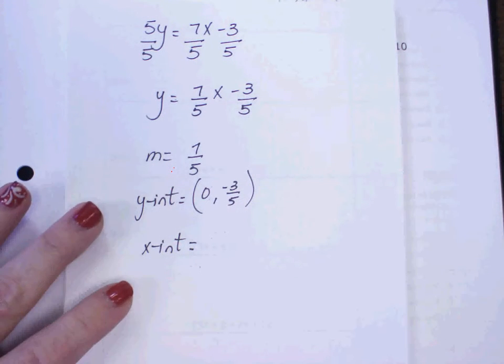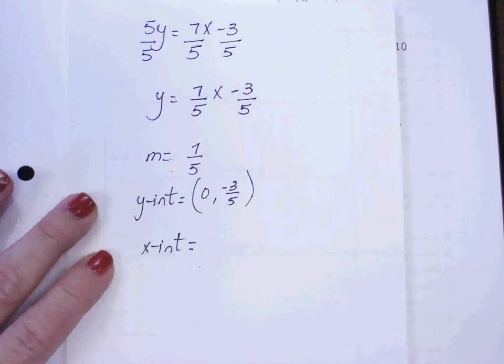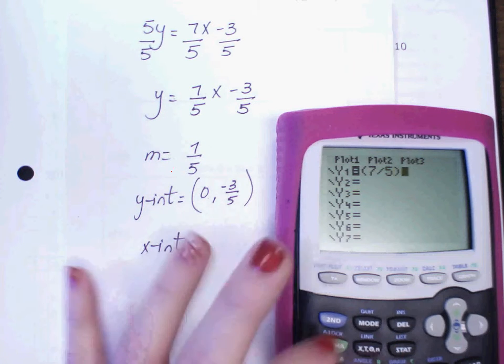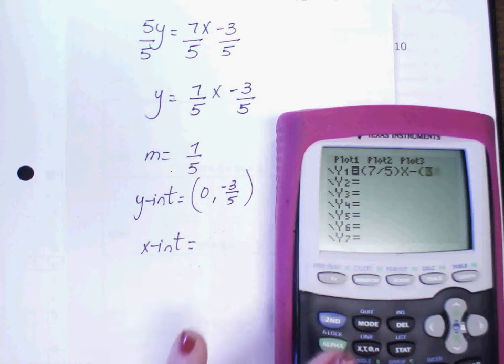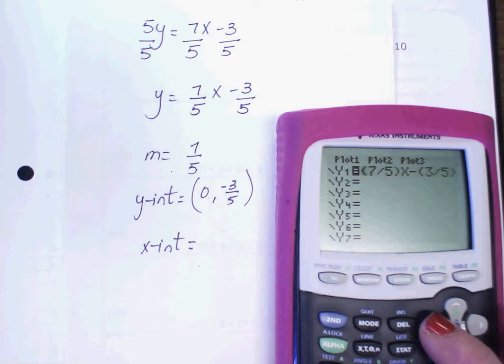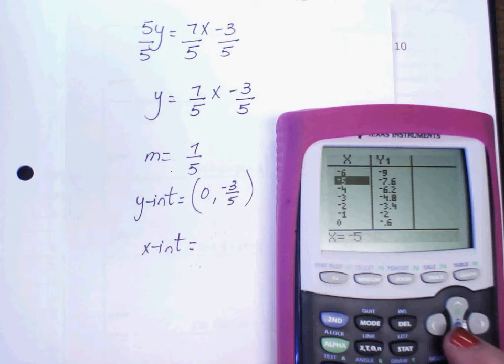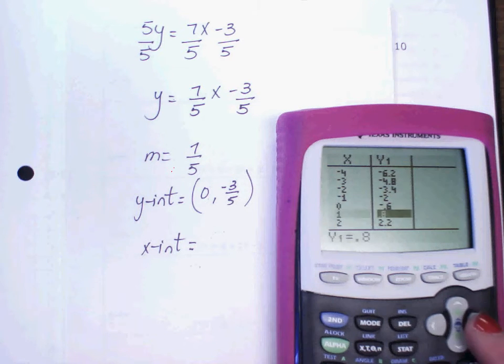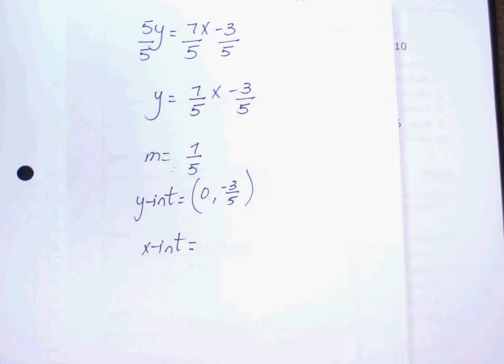Is it on the table? So negative 3/5, 7/5 x. I'm going to go to the table. I'm looking for y equals 0. And it jumps from negative 0.6 to positive 0.8. So it's definitely a fraction. It's between those two numbers. That's what you can tell me. That it's between 0.8 and negative 0.6.